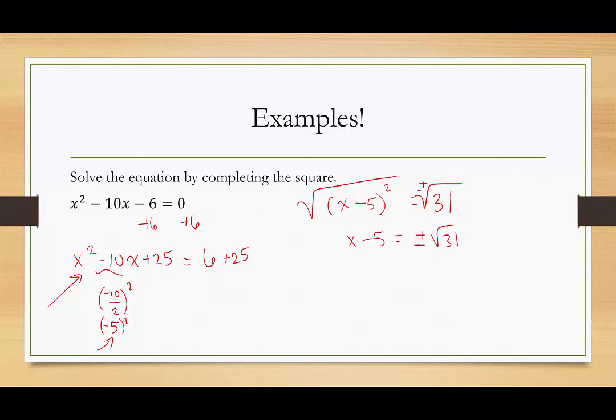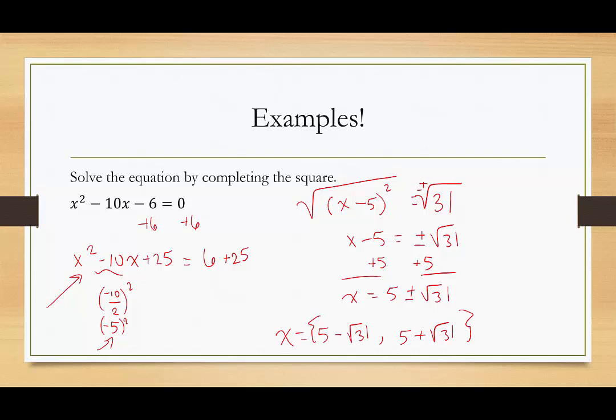31 is a prime number, so I know it doesn't have any perfect square factors outside of 1. Next, we'll add 5 to both sides, and we end up with x equals 5 plus or minus the square root of 31. How many solutions do we have? We have 2 solutions. Our 2 solutions, one is 5 minus the square root of 31, and the other is 5 plus the square root of 31. So those would be our 2 solutions here for this example.